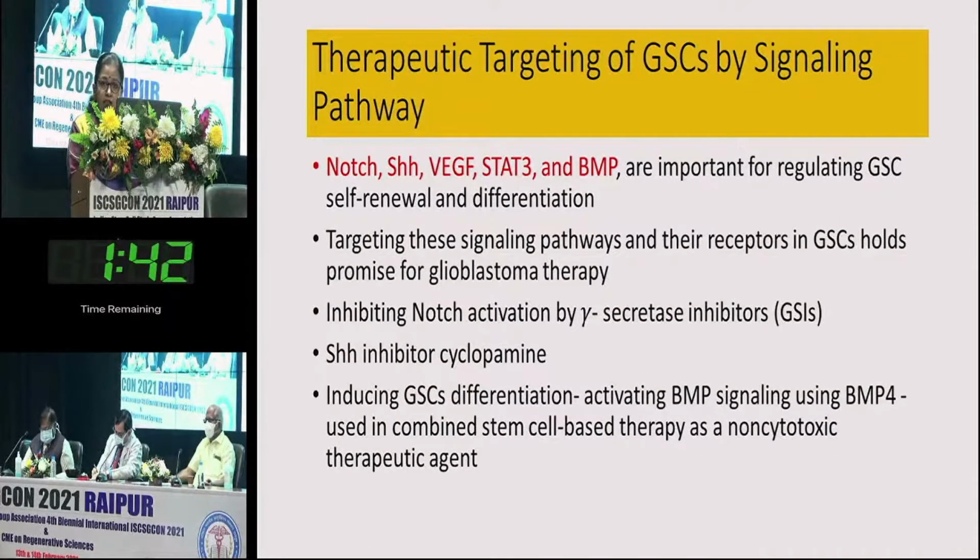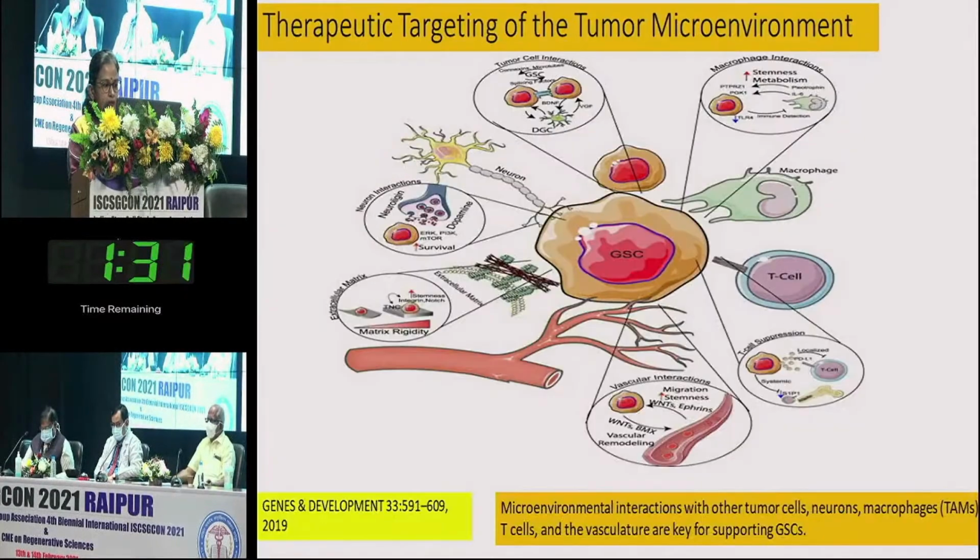What are the signaling pathways which can be targeted? We have the Notch, sonic hedgehog, Wnt, VEGF, STAT3, and BMP. Again, we have targeted therapies which can block these signaling pathways.